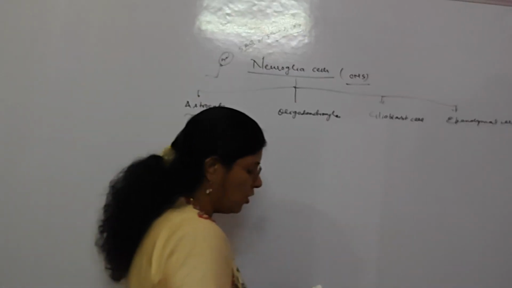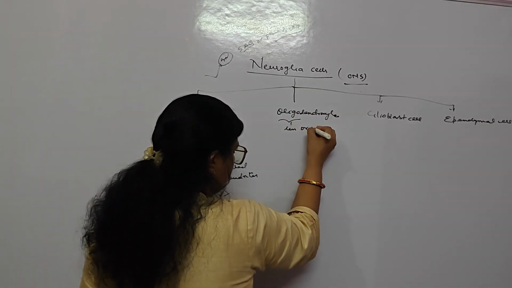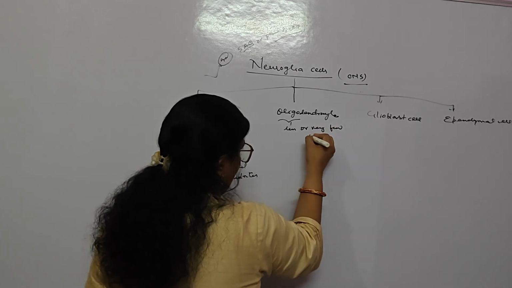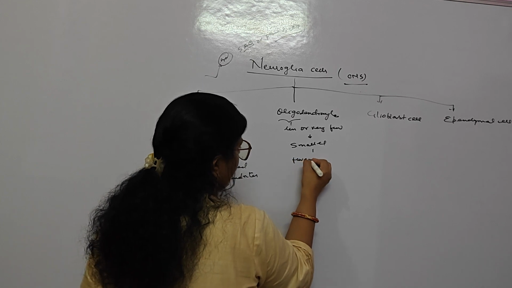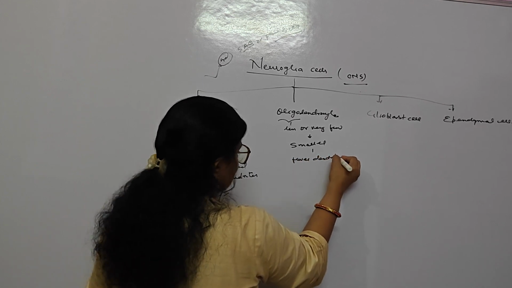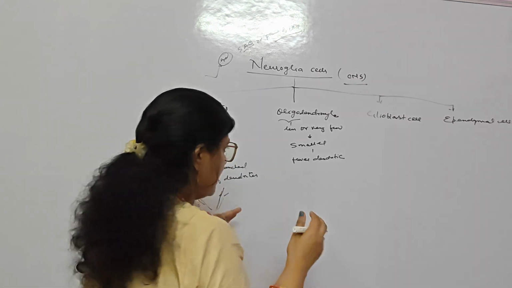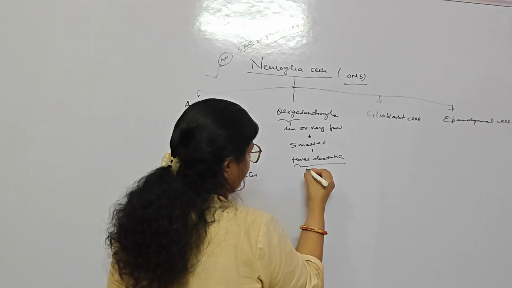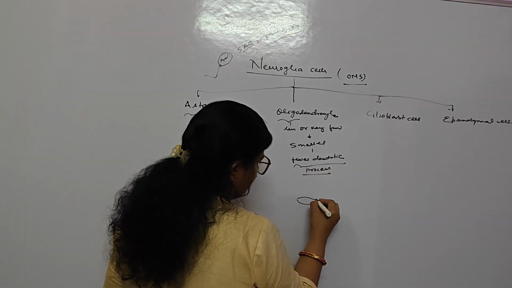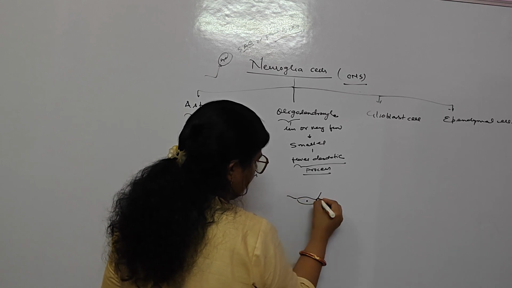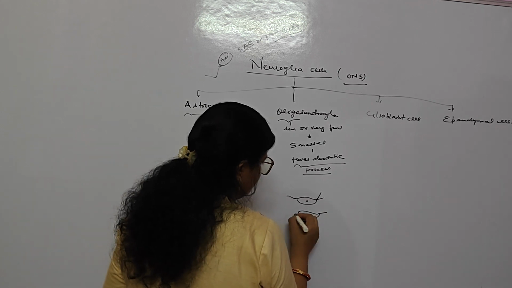Now coming to the oligodendrocyte. Oligo means less or very few. So these are smaller cells with fewer dendritic processes. As you see in the astrocytes, we have more branching, but in oligodendrocytes we have fewer dendritic processes. Very few, so you can see this is the central cell and one or two processes. So it has very few dendritic processes.